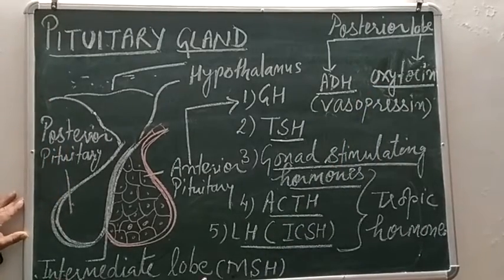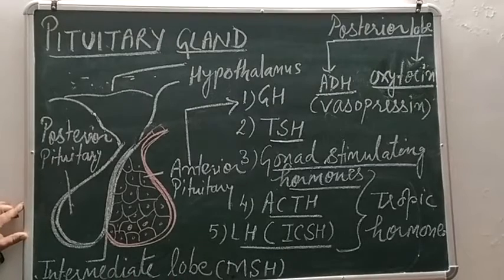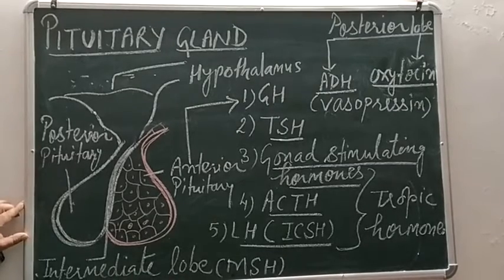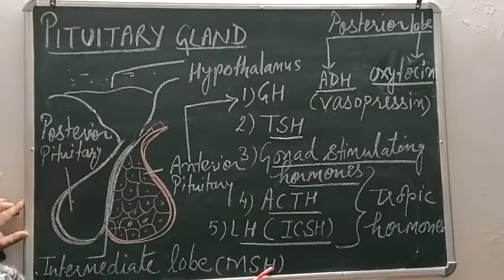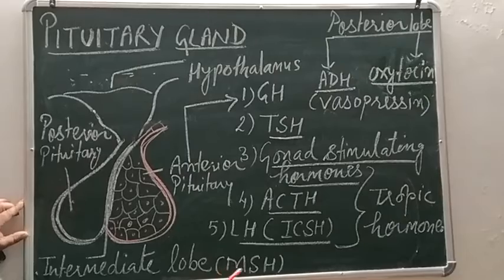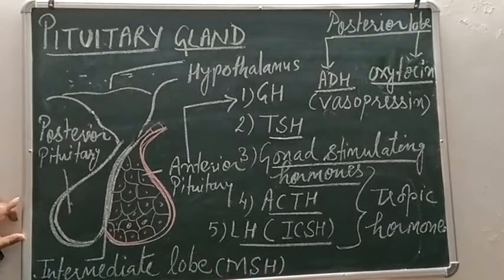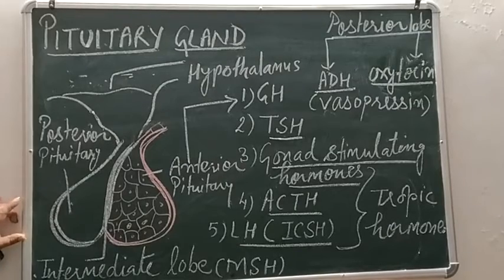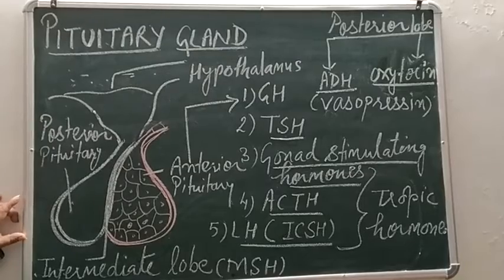Now, there is an intermediate lobe also. The intermediate lobe, although it is not very well developed in humans, secretes a hormone MSH, melanocyte stimulating hormone, and it helps in pigmentation in the skin. This is all about the endocrine system.